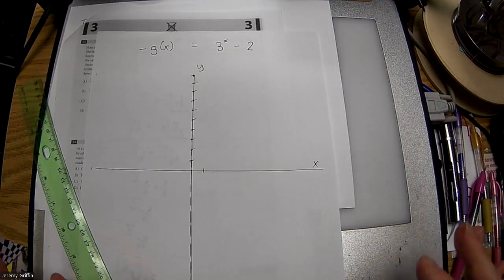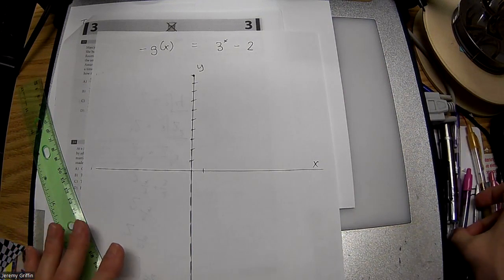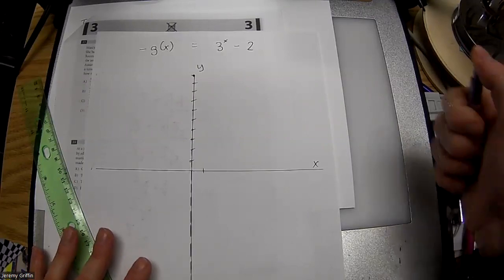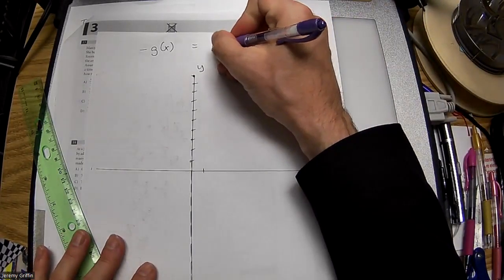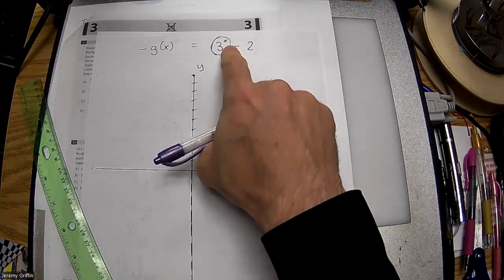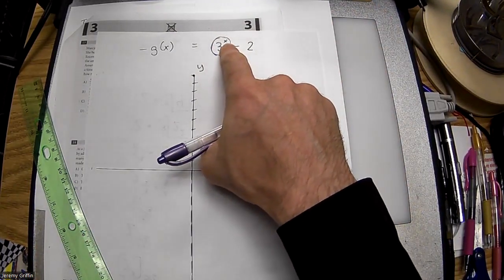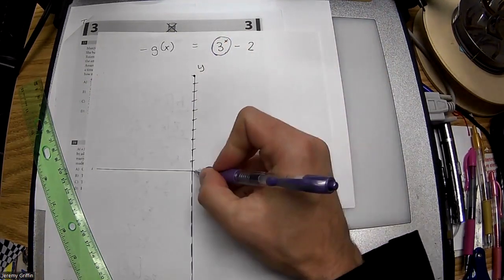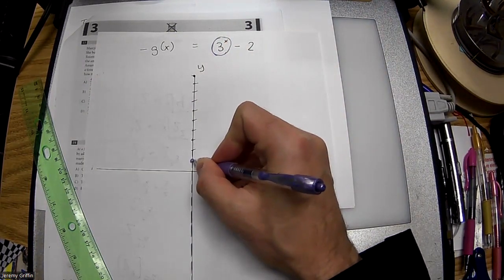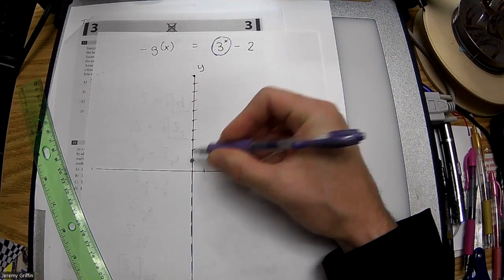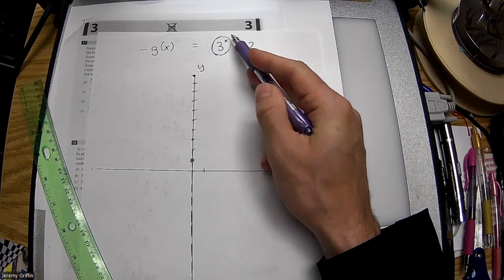If you don't know, let's just start plotting some points. I'm going to do two different graphs. Let's start with purple ink right here. I'm just going to graph 3 to the x. If x is 0, then what does y equal? What is 3 to the power of 0? 1. So at 0, y is 1. That is a point on the graph y equals 3 to the x. Let's plot a few points. What if x is equal to 1? What is 3 to the power of 1?